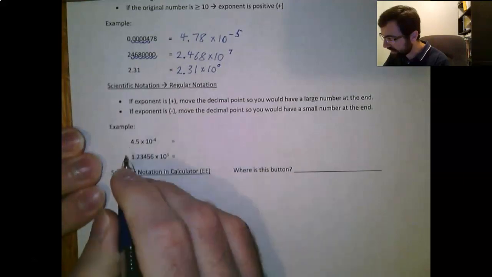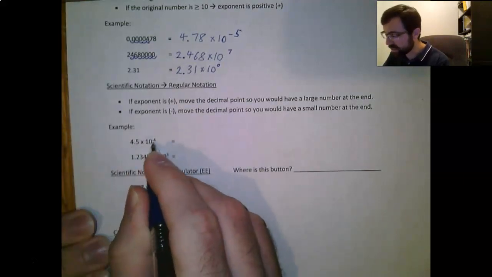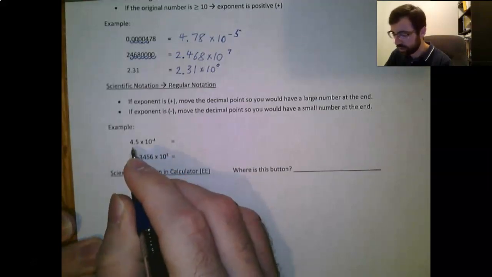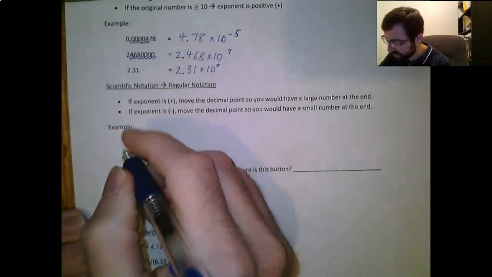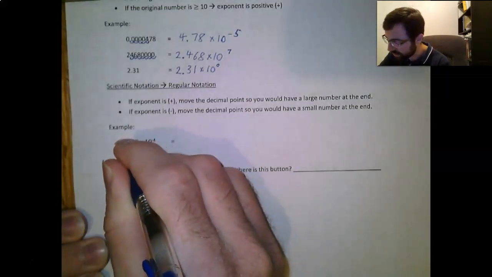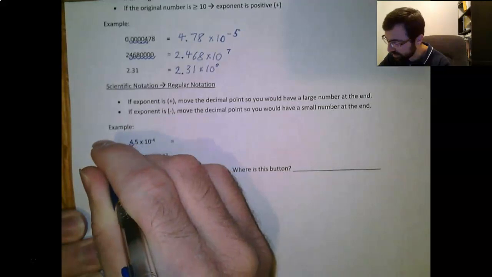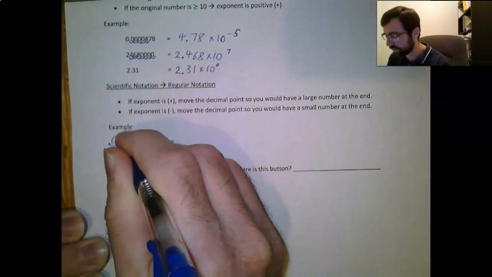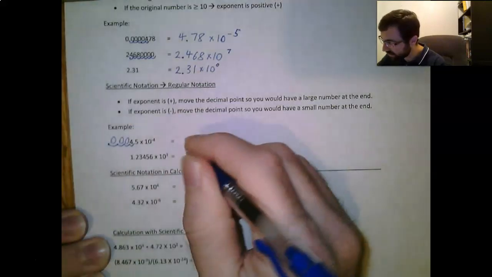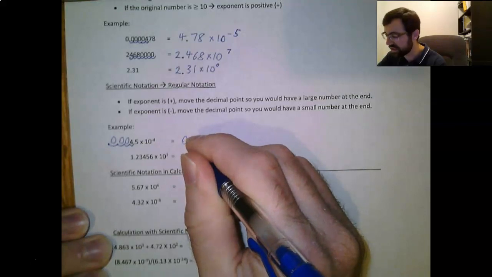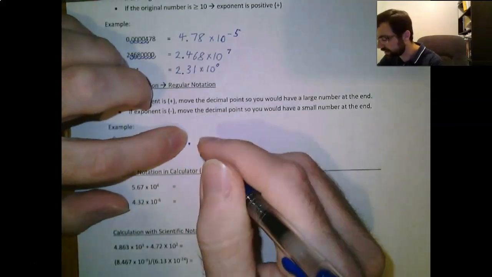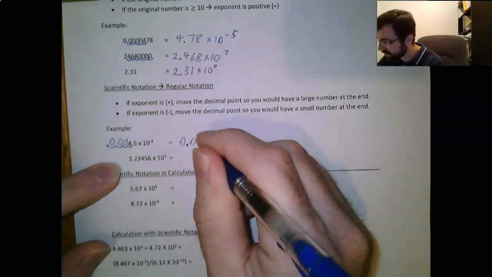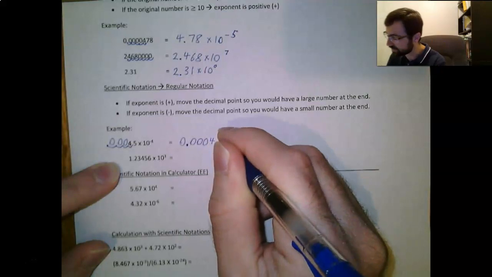I have 4.5 times 10 to the negative 4th. That's a negative exponent, so which way should I move my decimal? I'm going to move it left. I want to make this number smaller, so we're going to move 1, 2, 3, 4, and every bump gets a 0 unless there's already a number there. So it's going to be 0 point, and you don't have to put a 0 at the beginning if you want to just make it point. But then we've got to have 3 zeros, then 4, 5. 0, 0, 0, 4, 5.